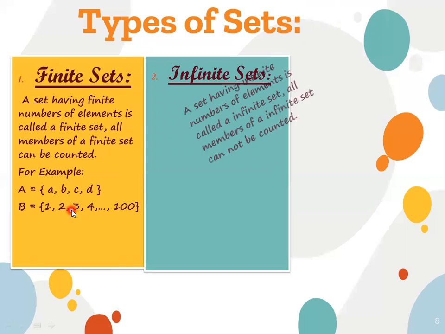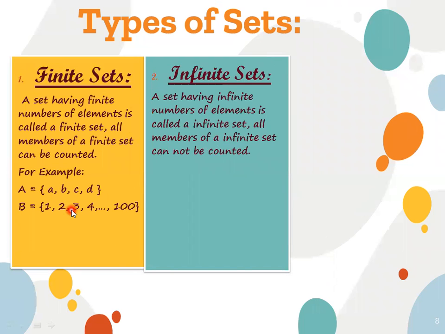Next is the infinite set. What is infinite? Just the opposite of the finite set. A set having an infinite number of elements is called an infinite set. All members of an infinite set cannot be counted. Means if you cannot count the members of the set, you will say that the given set is an infinite set. Just suppose C is equal to 1, 2, 3, 4 and so on. You cannot say at which point this set will end. There is no end point of this set.